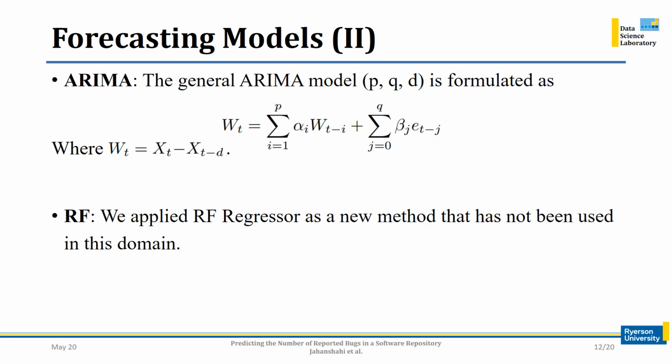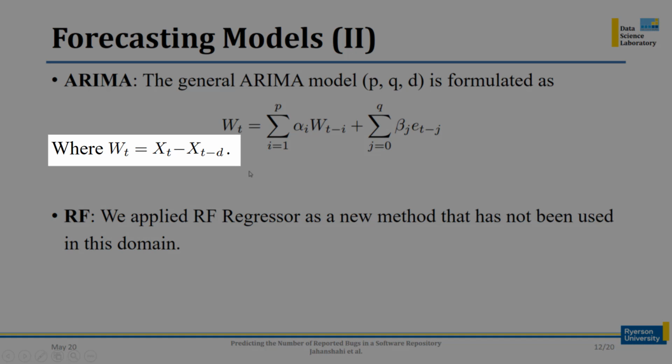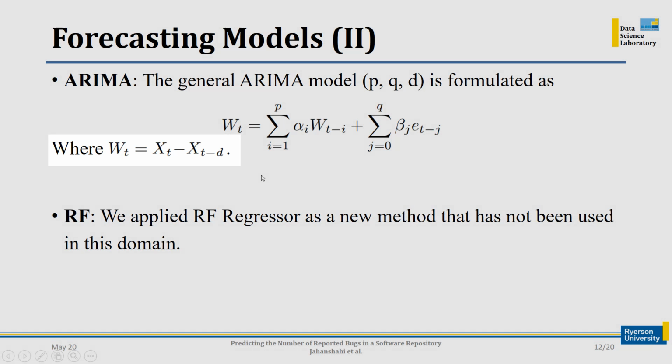ARIMA is the most popular model used for time series prediction. You can see the generic form of ARIMA here. Alpha i and beta j represent the linear coefficients of the model. E t minus j here is the error concerning the mean, and D, which is defined here, is the degree of non-stationary homogeneity that we had. P and Q are also defined using the ACF and PACF that we saw in the previous slides.